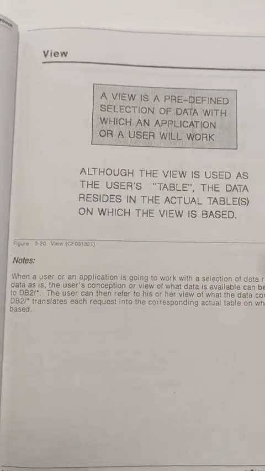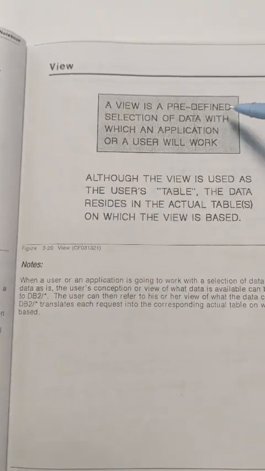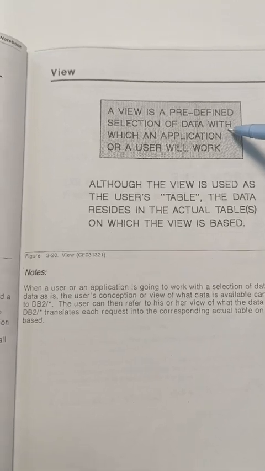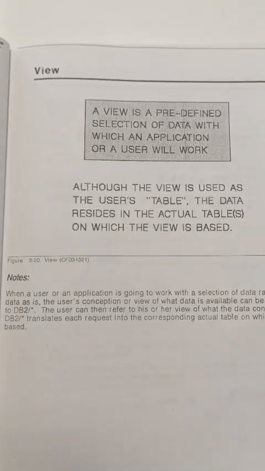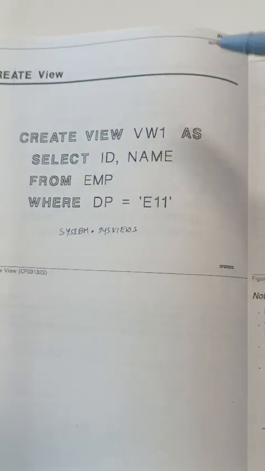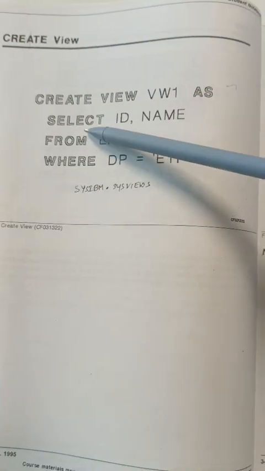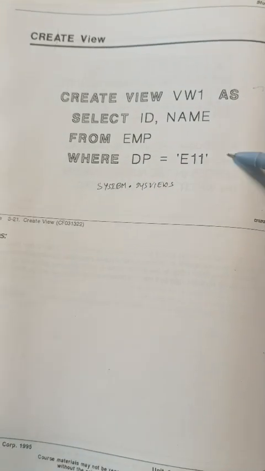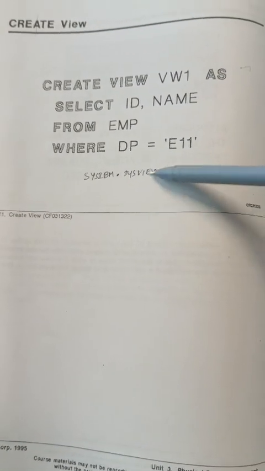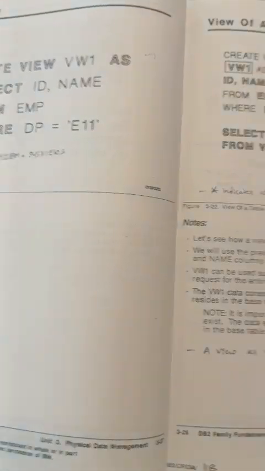Now we will discuss what a view is. A view is a predefined selection of data within an application or that a user will work with. This is the syntax for the creation of a view: create view, view name, as, and the query on the table. Here is the query I am going to use to create a view. The views will be stored in sysibm.sysviews.